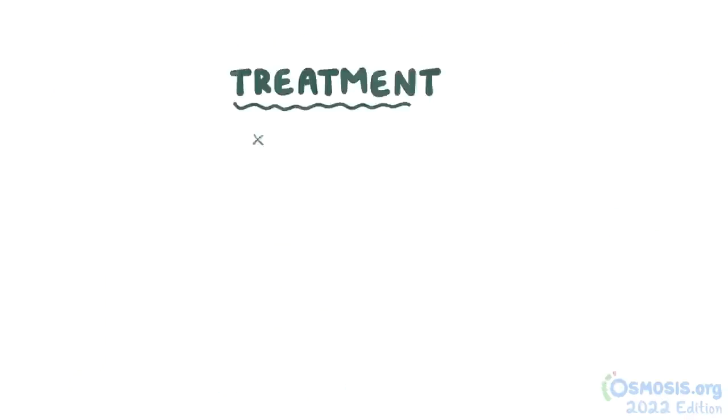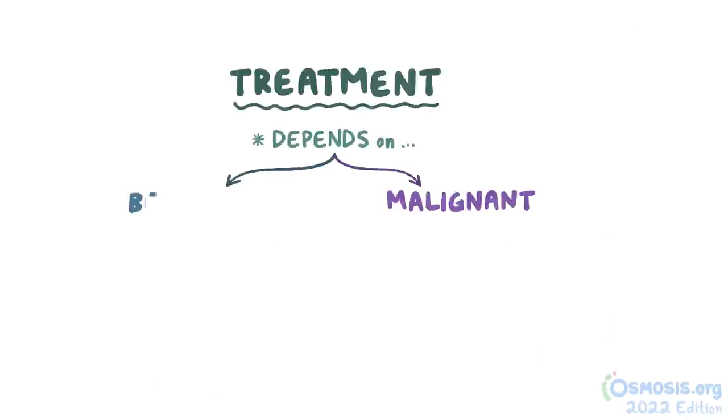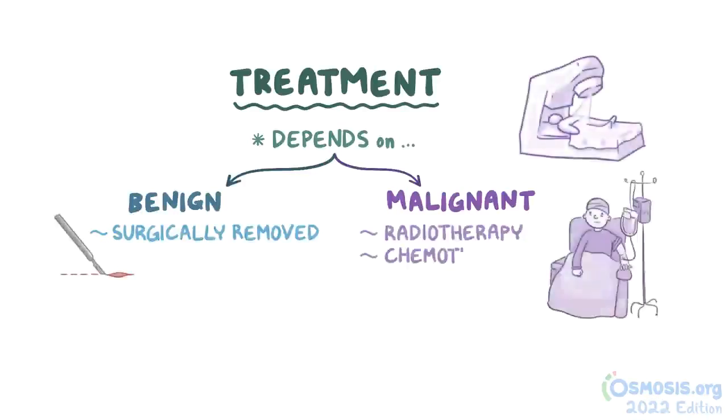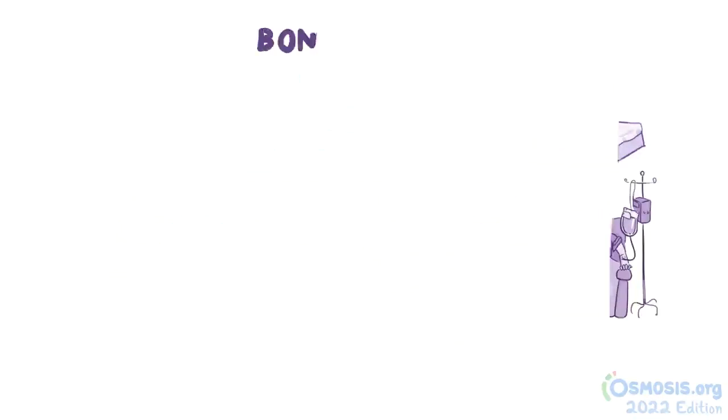The treatment of bone tumors depends on whether they are malignant or benign. Benign tumors can be surgically removed to reduce pain and the risk of fractures, while malignant tumors are treated with radiotherapy, chemotherapy, and surgery, depending on the type and the spread of the tumor. Alright, as a quick recap.